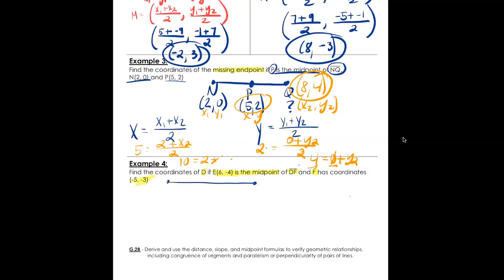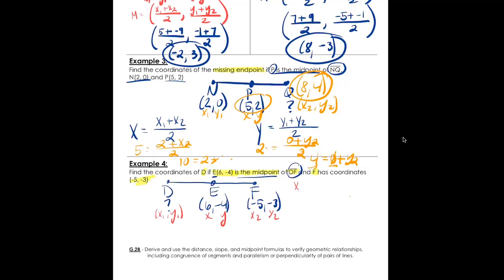The line segment is DF, so D goes here, F goes here. E is the midpoint. E goes here. The coordinate for E is 6, -4. The coordinates for D is unknown. The coordinates for F is -5, -3. Label your X's and Y's. This is going to be X1, Y1. That's X and that's Y because that's the midpoint. That's X2 and that's Y2 because that's the second point.